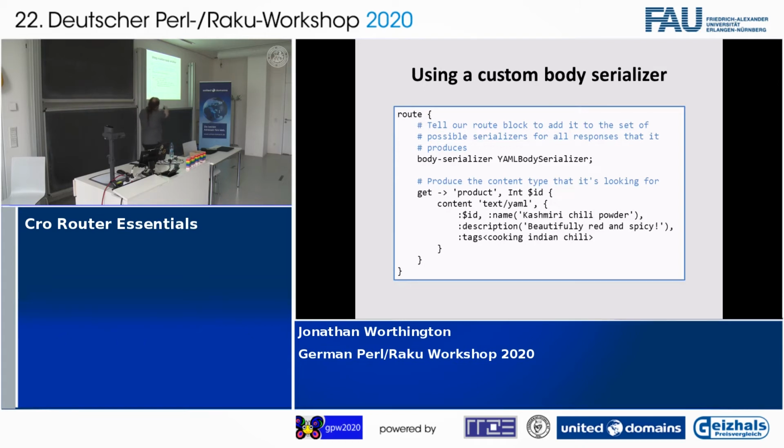So that's my YAML body serializer. I just say in my root block, please use this body serializer for all of the roots. And then I can just use it by saying text YAML instead. Yep, so that wasn't so bad.